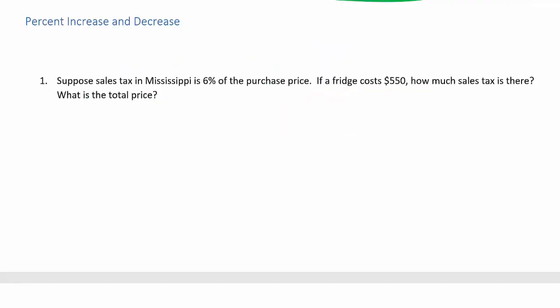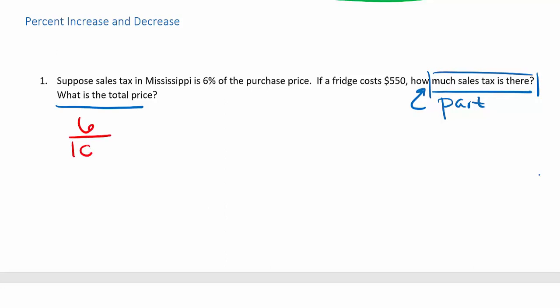Now, some of the applications you see might involve a percent increase or decrease. One example of that would be sales tax. For example, in example 1, it says, suppose the sales tax in Mississippi is 6% of the purchase price. If a fridge costs $550, how much sales tax is there? And then we also want to know, well, what is the total price of this fridge? So in a percent increase or decrease problem, there's often two steps to the problem. The first thing we have to do is figure out how much sales tax is there. And the amount of sales tax is going to be a part of the total.